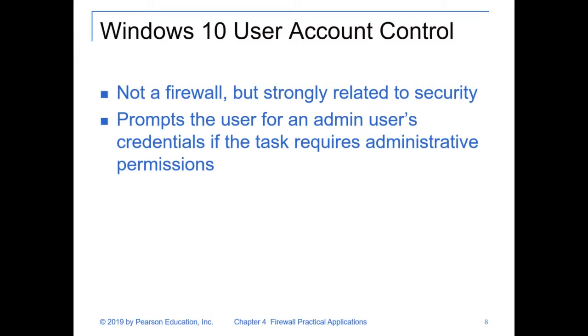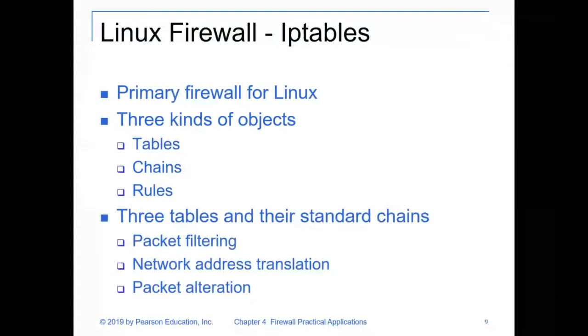So next we'll talk about Linux firewalls, IP tables. This is the primary firewall for Linux. It monitors traffic from and to servers using tables, which contain a set of rules called chains. Those will filter incoming and outgoing data packets.